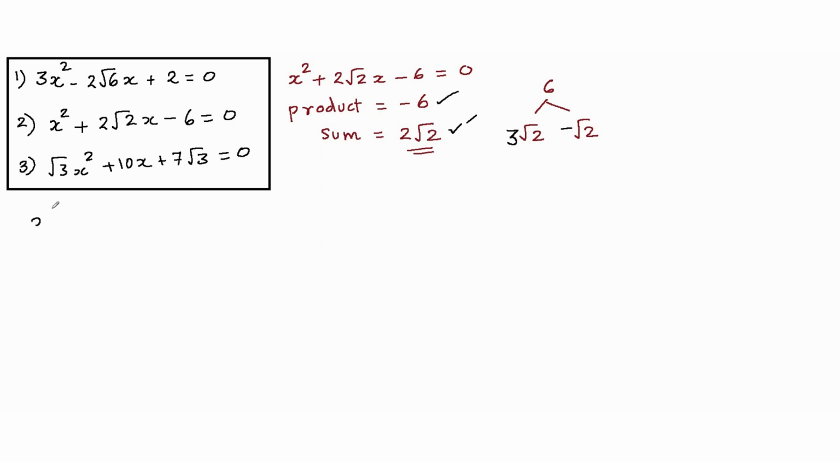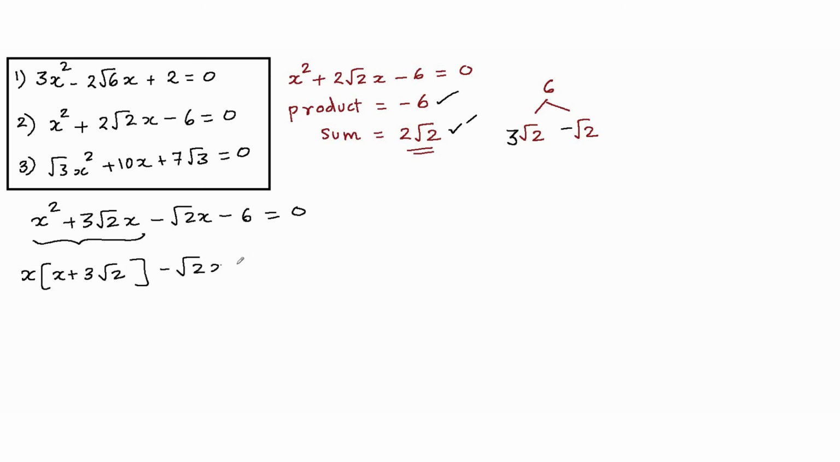So x square plus 3 root 2x minus root 2x minus 6 is equal to 0. In these two terms, x is common. So I get x bracket x plus 3 root 2. And then I have minus root 2x and 6 can be split as 3 into 2 is equal to 0. So x into x plus 3 root 2 minus root 2x minus this 2 now can be written as root 2 into root 2 is equal to 0.